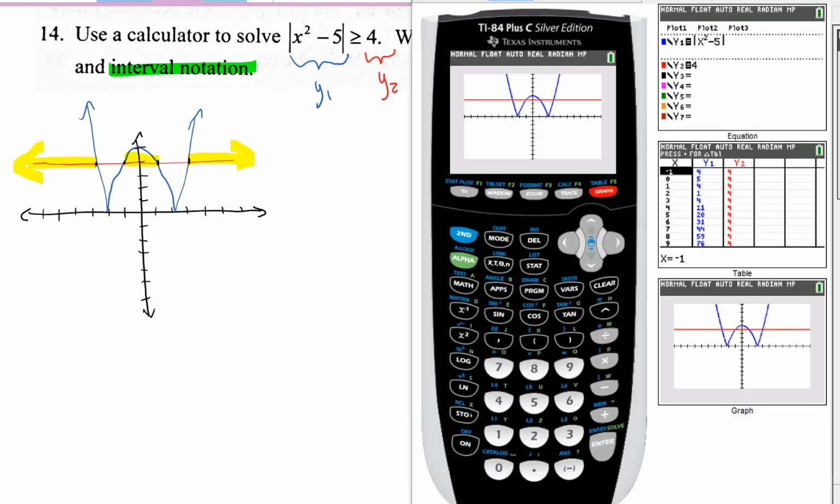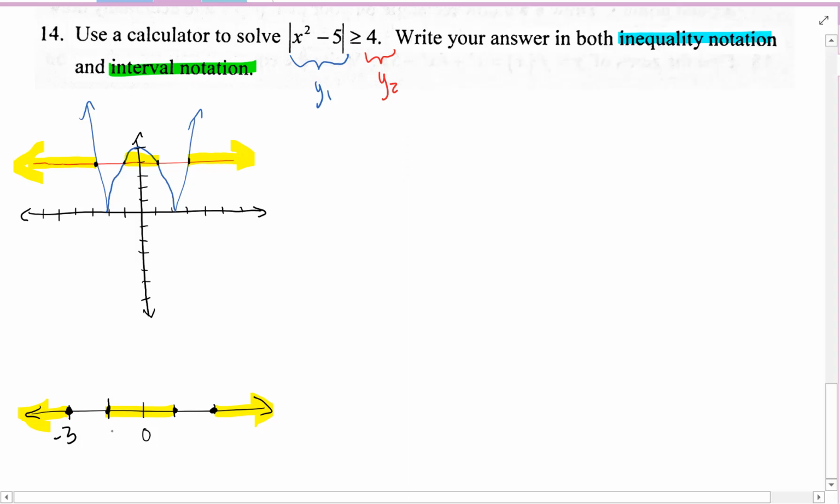To find those points of intersection, I'm going to use the intersect tool: second, trace, 5, go to any intersection, hover the x over it, and press enter 3 times. The intersection here is -3, 4. Here I've drawn it as just the x's because we're not concerned with the y values for interval notation. We're going to find that other intersection point. We have 4 of them to find. That intersection is -1, 4. Again, we don't care about the y values, so -1.